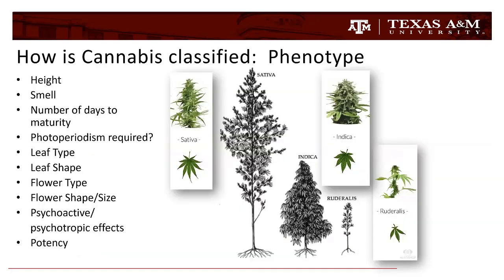Okay, so how is it classified? So it's classified in two different ways: phenotype and chemotype, which is essentially another type of phenotype. So when breeders are looking at cannabis, they're looking at the height, the smell, the number of days to maturity, if a photoperiod treatment is required for the reproductive stage, the leaf type and shape, flower type and shape, flower size, and the effect on the user and the potency.